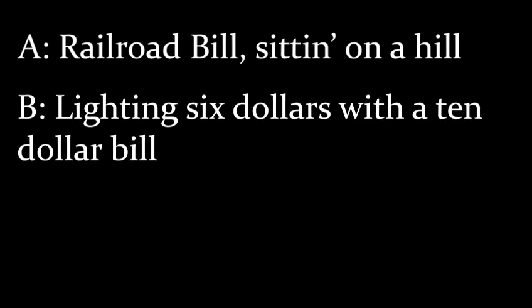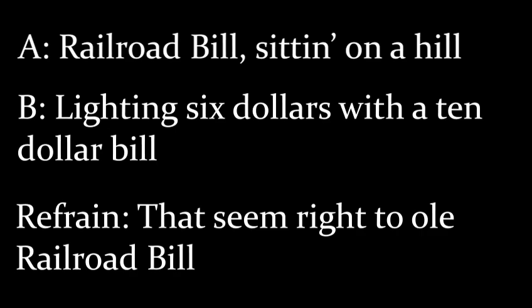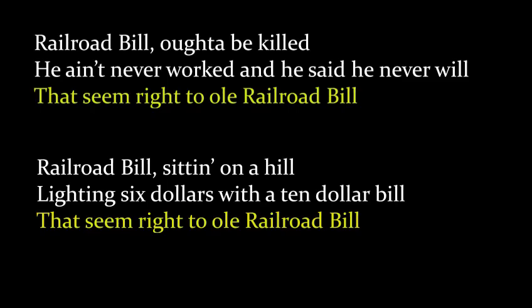Then the next verse, line A, "Railroad Bill, sitting on a hill." Line B, "Lighting $6 with a $10 bill." And the refrain, "That seemed right to old Railroad Bill." So in this form, you'd have repetition, but the repetition is happening in a different place. It's happening in the refrain, okay? Still 3 lines of text. Always 3 lines of text with these forms.